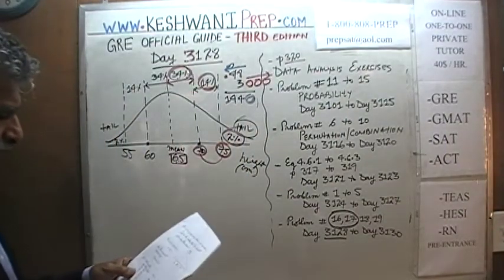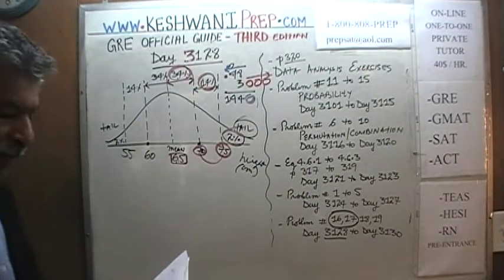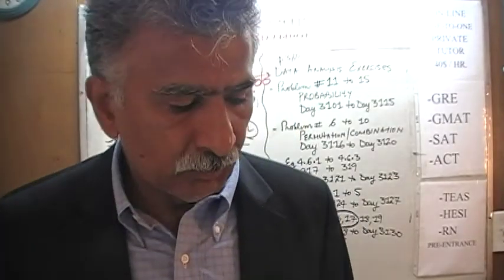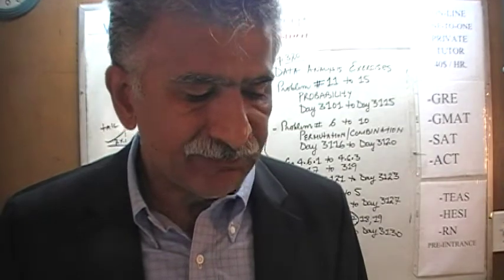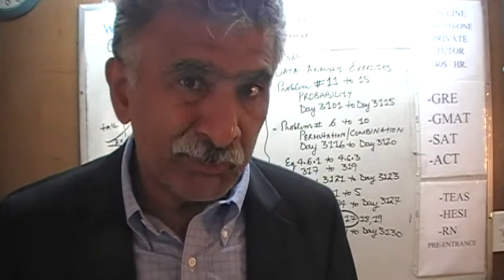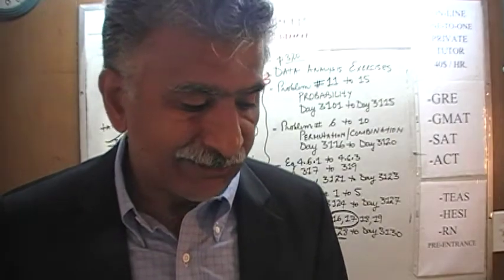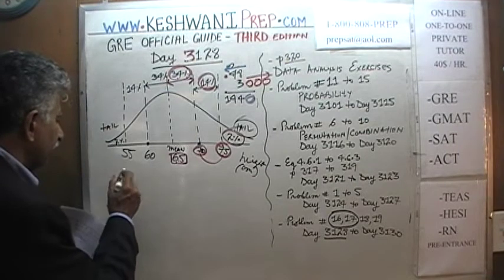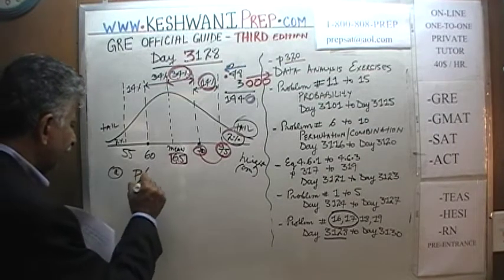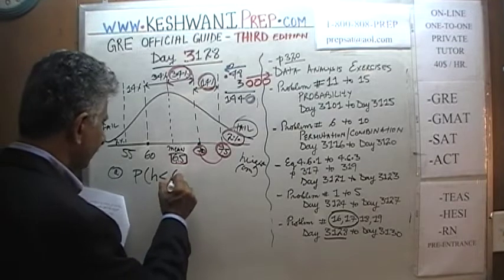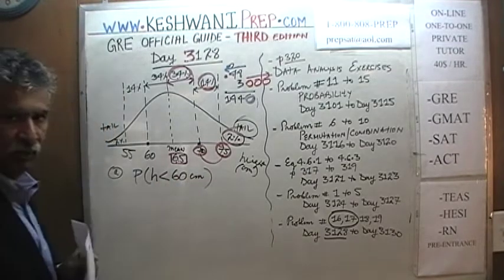It says that if you were to pick one penguin, I'm not going to write everything on the blackboard. Make sure the book is in front of you. Part B says if one penguin is chosen at random, what are the odds that the height of that penguin will be less than 60 centimeters? This is part B. What are the odds that the height of a randomly chosen penguin is going to be less than 60 centimeters? That's what we're looking for.